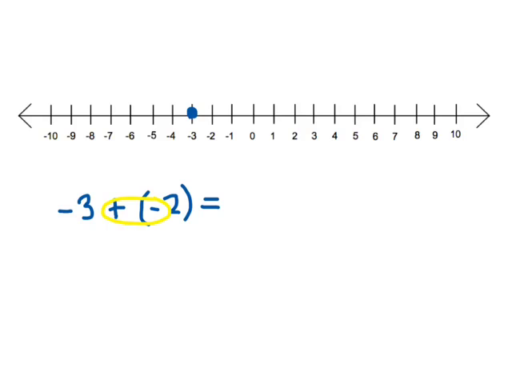Am I going to move left or right? Left, how many spaces? Good. So where do I end up? So negative 3 plus negative 2 is negative 5. Everyone see that?